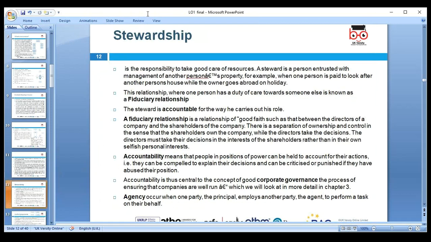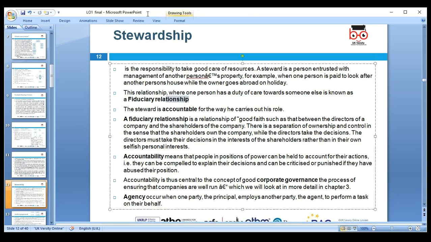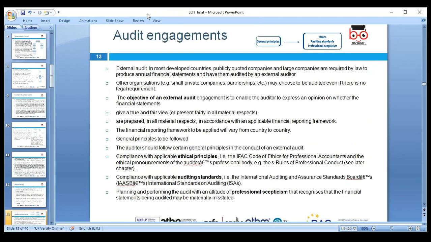So stewardship is the responsibility to take good care of resources, and this relationship we call fiduciary, which is by law. The steward is accountable for the way they carry out this role. They need to always work in good faith and not only in self-interest. To be accountable, we need good corporate governance, and we need to develop the relationship to perform, and true and fair information will come. Audit engagement.